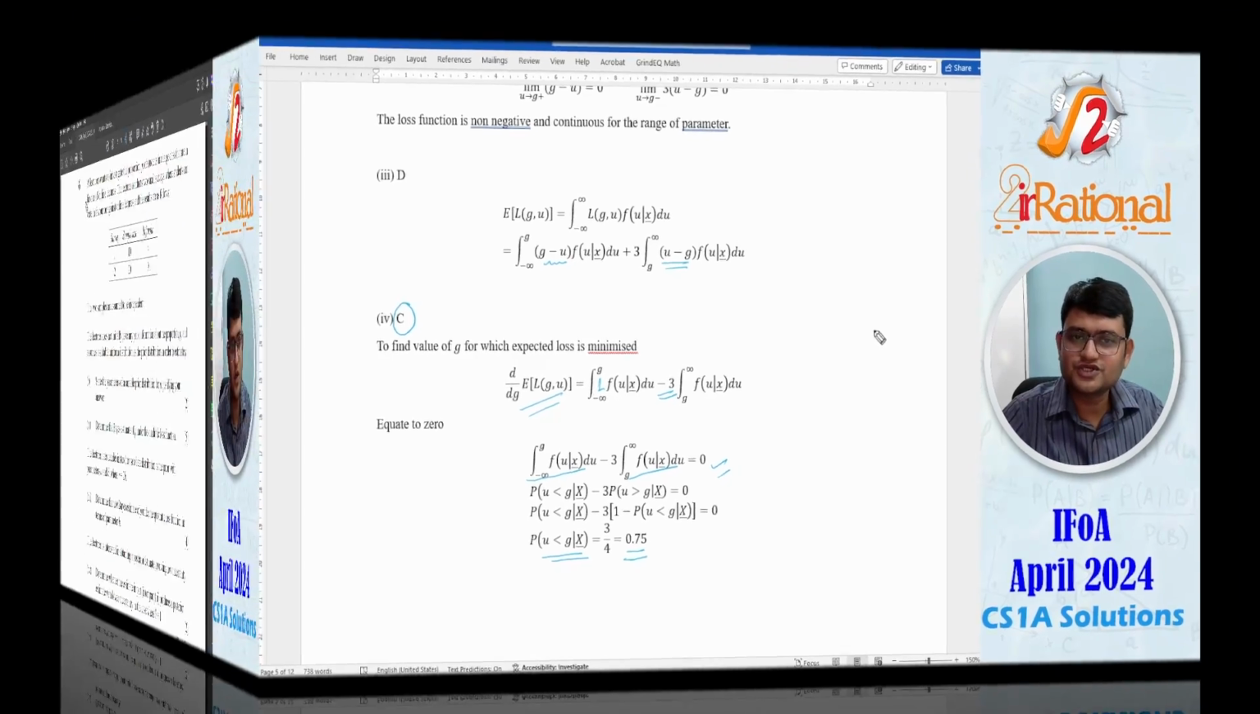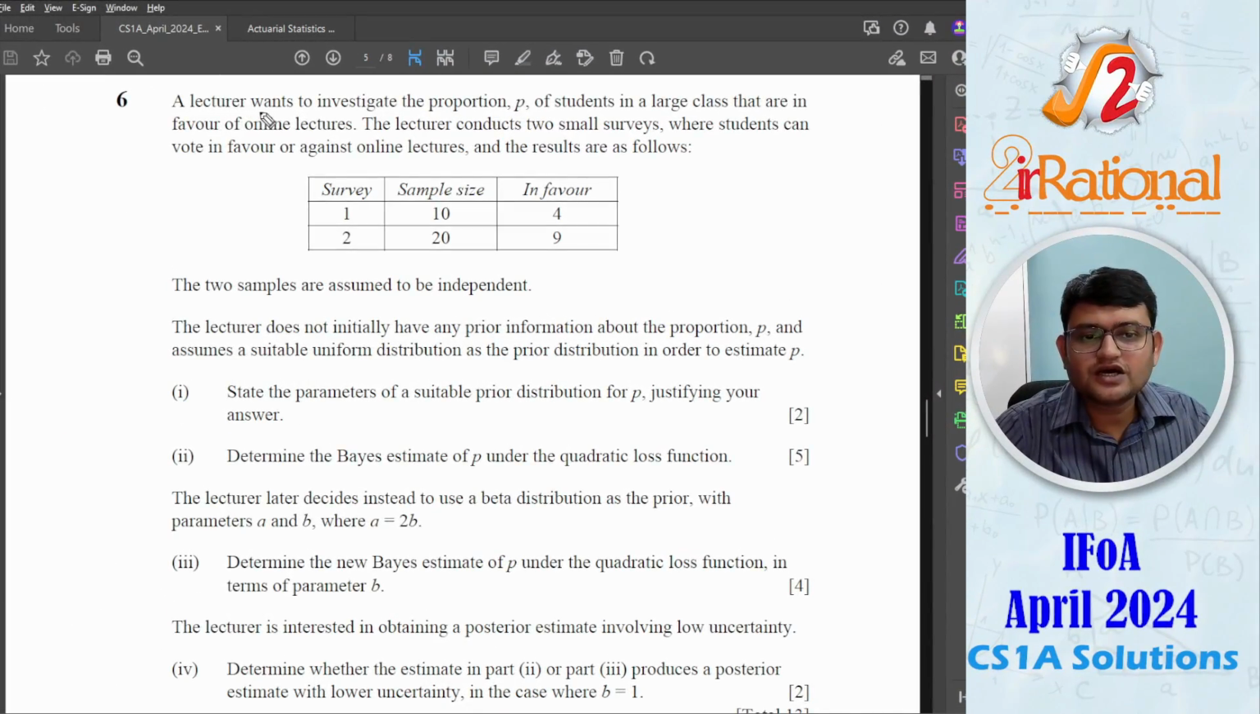Let's go to the next question. Question number 6. A lecturer wants to investigate the proportion P of students in a large class that are in favor of online lectures. The lecturer conducts two small surveys where students can vote in favor or against online lectures, and the results are as follows.